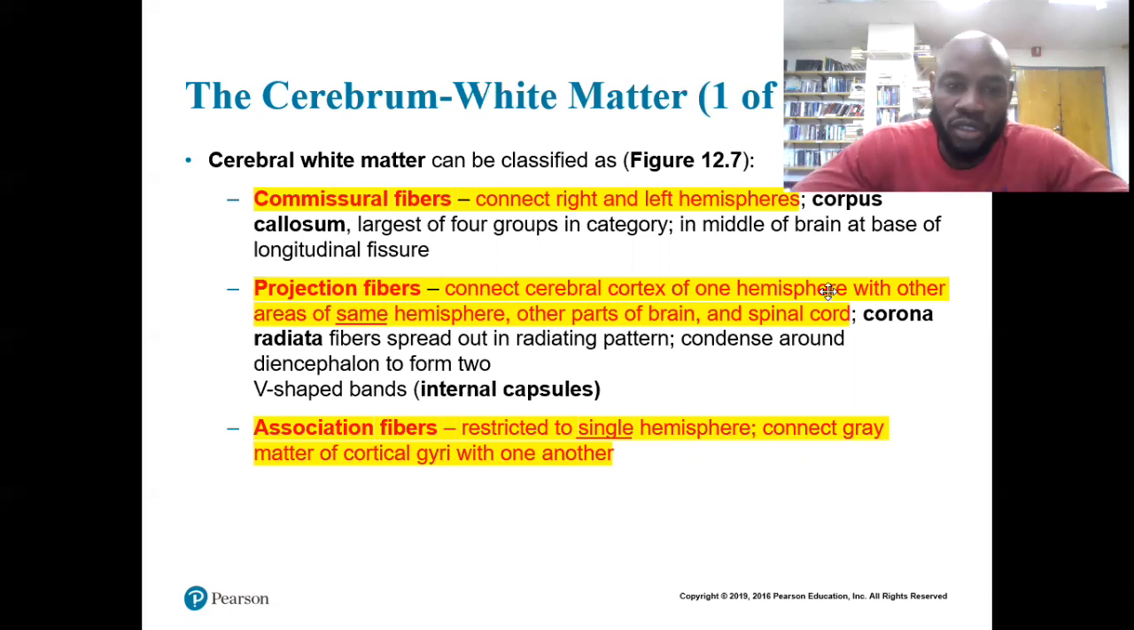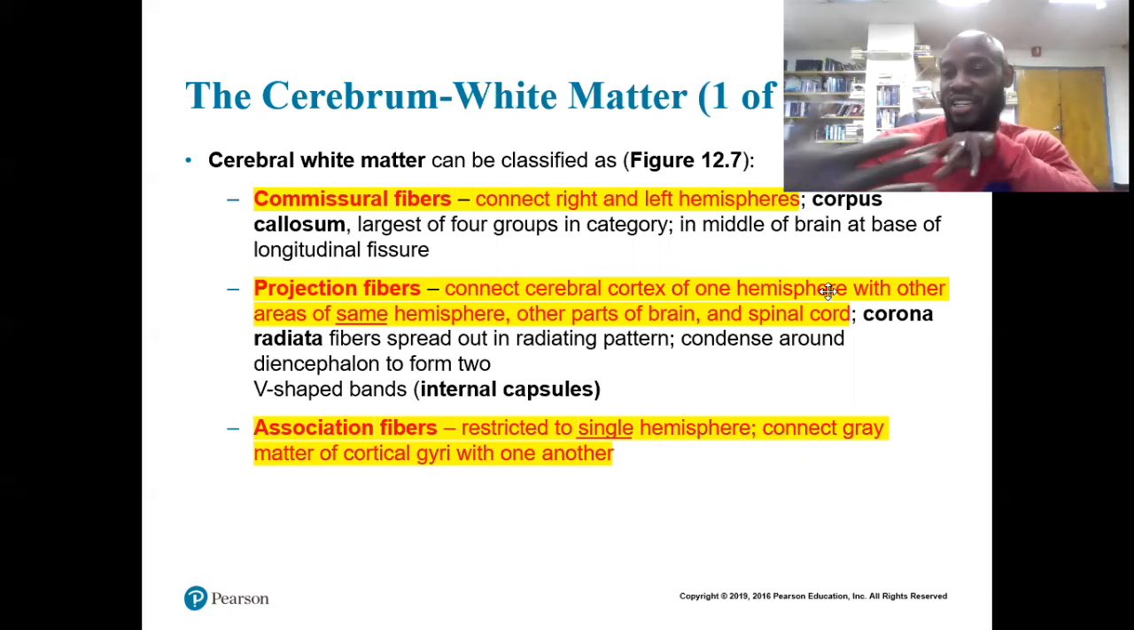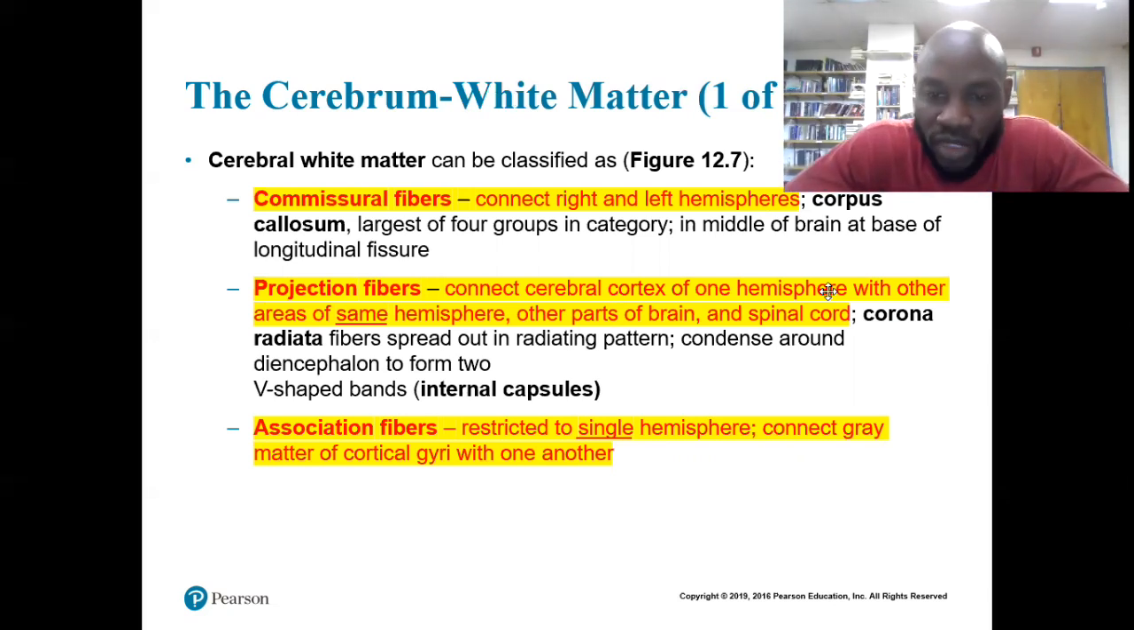The corpus callosum, largest of the four groups in the category, in the middle of the brain, at the base of the longitudinal fissure. You also have projection fibers, which connect the cerebral cortex of one hemisphere with other areas of the same hemisphere. So we have connections across hemispheres, and we have connections within each hemisphere, and also to other parts of the brain and spinal cord.